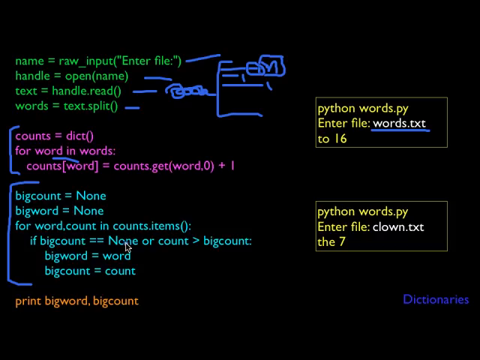And basically, if we're on the first one, big count being None, or if the count is greater than big count, then we're going to remember the word, and we're going to remember the count, and then this loop will go through all the words, and at the end, we just print out big word and big count. So that basically is the outline of what we're going to do. And we'll run it with a couple of different files, words.txt and clown.txt.